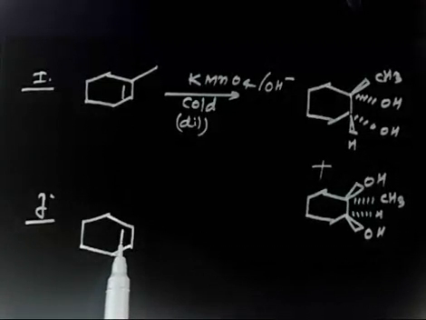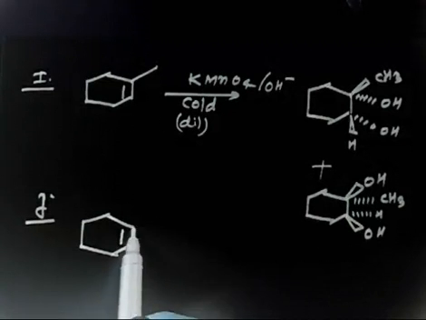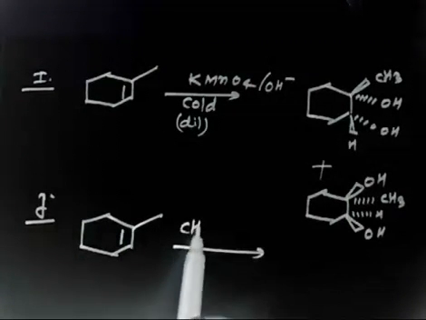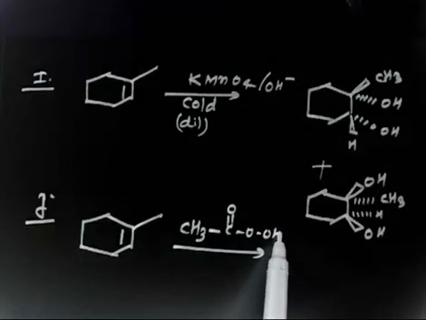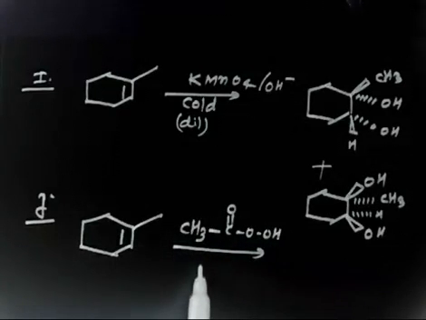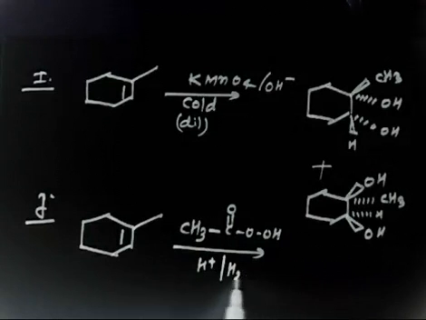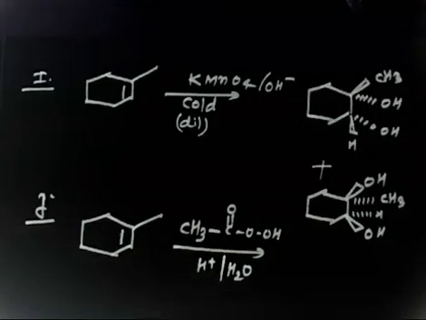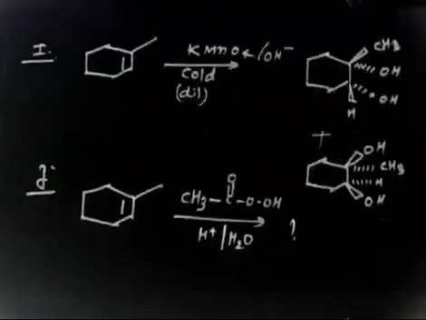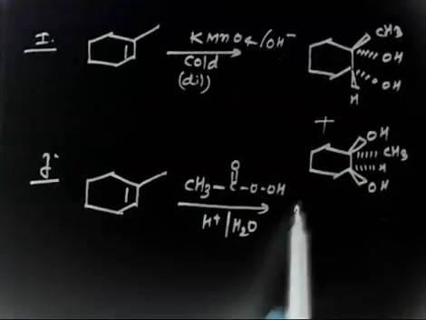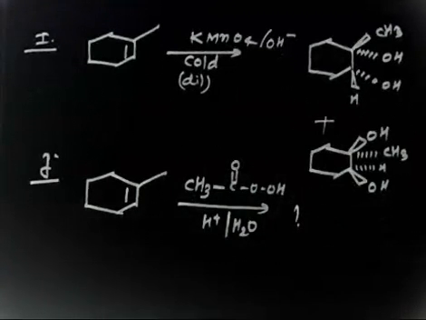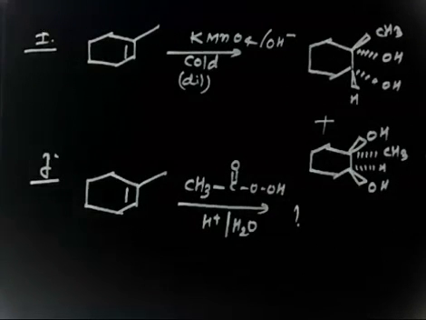Now if you treat with peracid, let us say peracetic acid, CH3COOH, and then treat this with H plus and H2O, what will be the product in this case? The first step is an easy one. You have to add an oxygen insertion reaction, because in the presence of peroxide you have oxygen insertion.